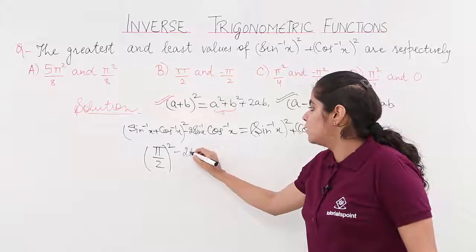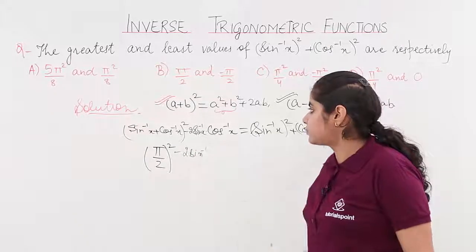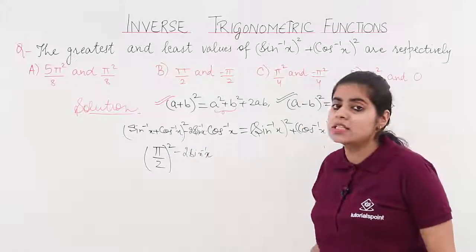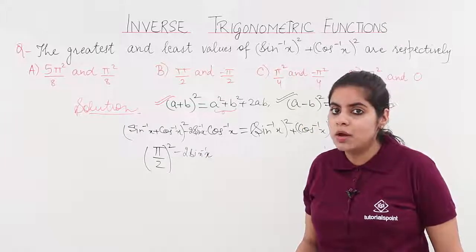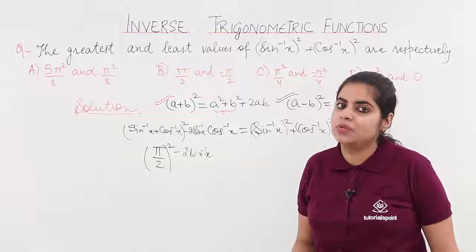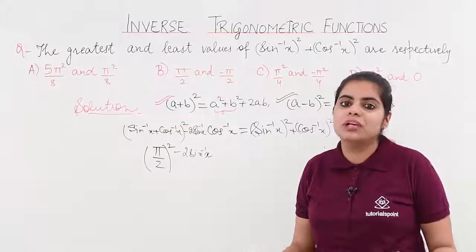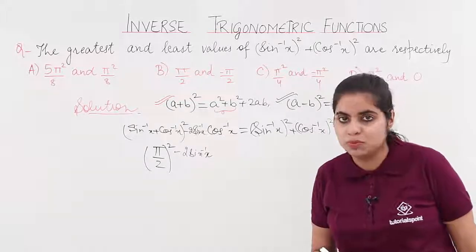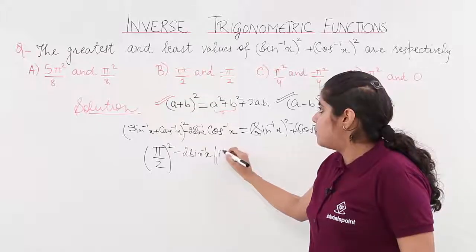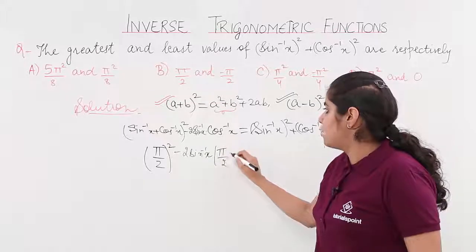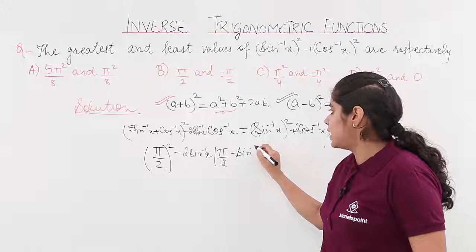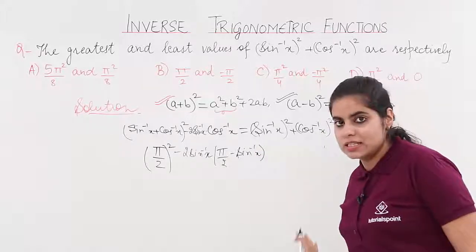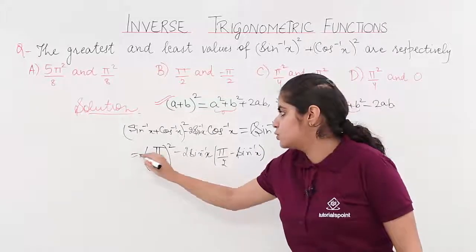So let's write it down. Minus 2 sine inverse x remains as it is. Cos inverse x is what? Pi by 2 minus sine inverse x. How do we know that? We know sine inverse theta plus cos inverse theta is equal to pi by 2. So it is pi by 2 minus sine inverse x, and the rest of the things carry on as it is. So I just write equal to here.